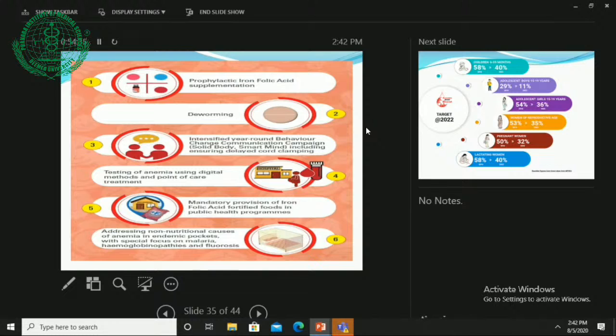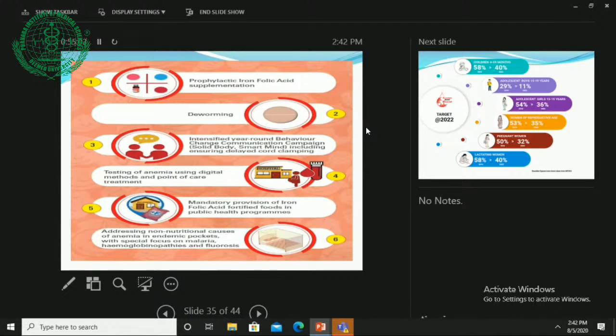Then the fourth initiative is testing of anemia using digital methods, and point of care treatment should be given. Fifth intervention is mandatory provision of iron and folic acid fortified foods in public health programs, like the food which is given in the midday meal programs and in the ICDS program. They should use iron and folic acid fortified foods.